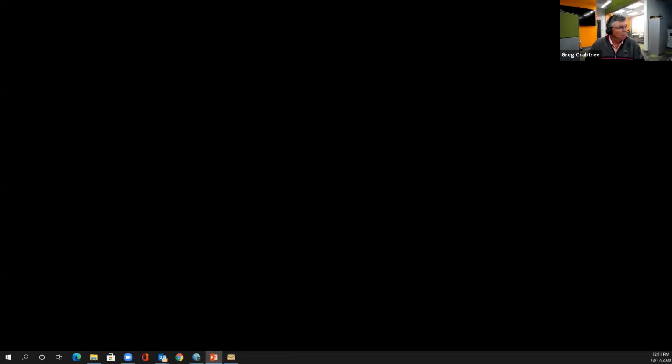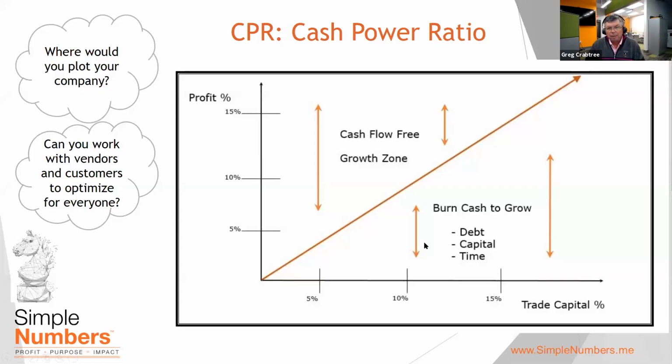So, in essence, think of it like this. With this concept, I refer to it as trade capital. So let's get a little accounting geeky for a second. Most of you know what working capital is: current assets minus current liabilities. Well, I'm here to tell you that the accountant gurus got it wrong.